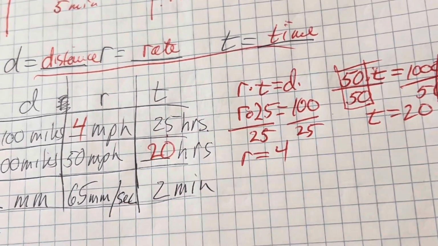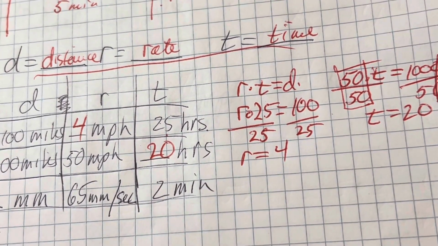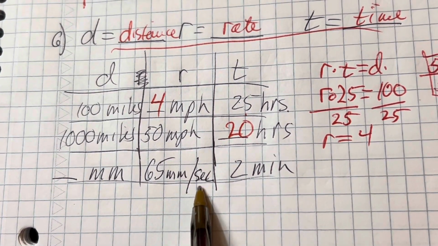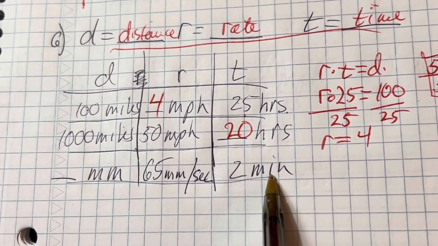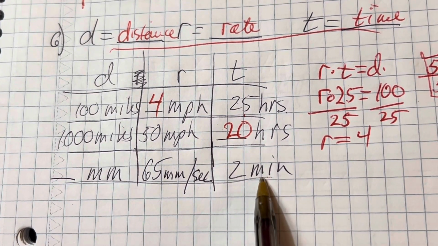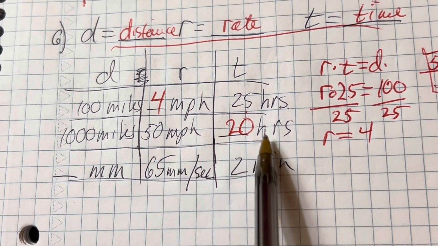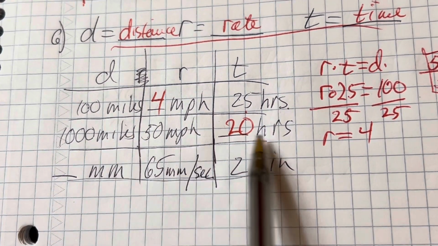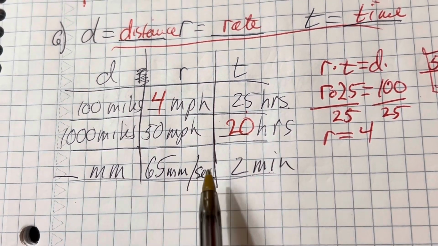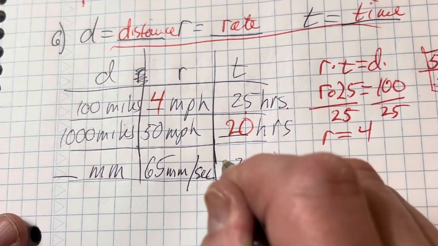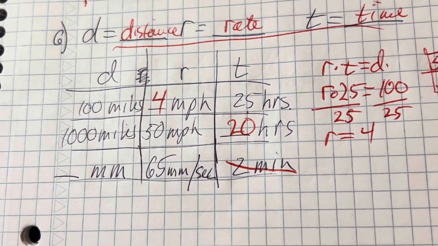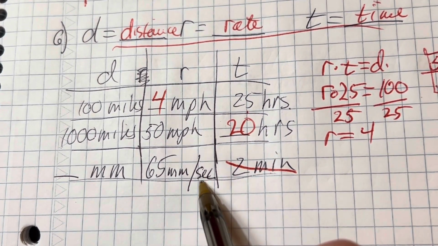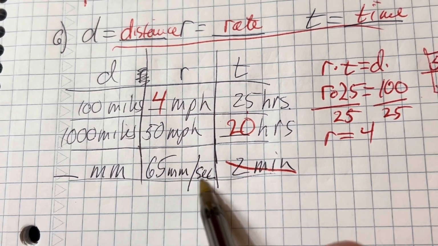20 hours. Now, I want to share this next part with you because if you'll notice, we have millimeters. We have millimeters per second. And then this is minutes. It might be helpful to you if you make sure that when you're looking across that all the units are the same. And here we have miles, miles per hour, hours. Okay, that's good. Millimeters, millimeters per second, and then we have minutes. On your test, you will have one like this. Make sure you make this into hours or minutes or seconds, whatever it is, so it's the same here. Okay, these need to be the same.